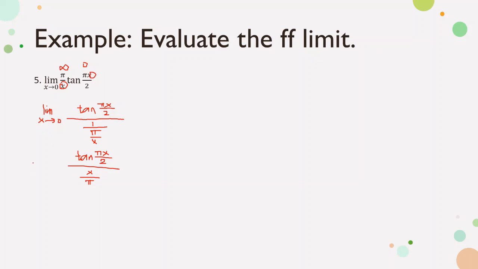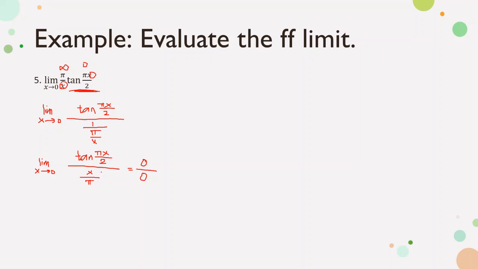So after that, let's try to substitute our limit again to see if we can get a constant result from this one. Now, tan of pi times 0 over 2, the same as here, would give you a 0 result. Now, 0 over pi, any 0 divided by any number, is still equal to 0. So meaning to say, this resulted in an indeterminate form. So we have to use L'Hopital's rule for this one.